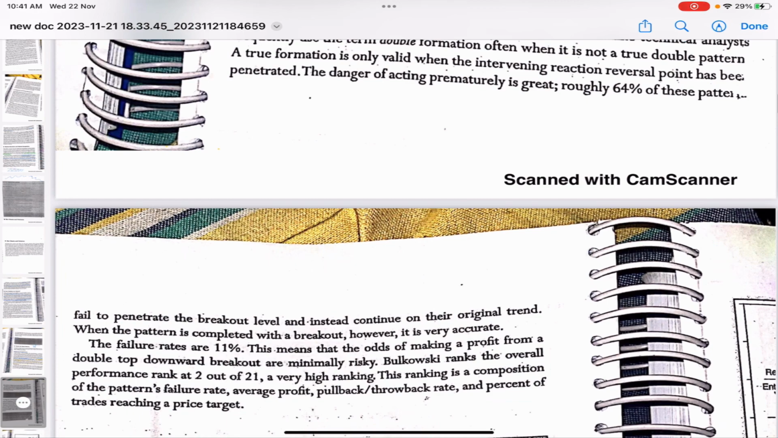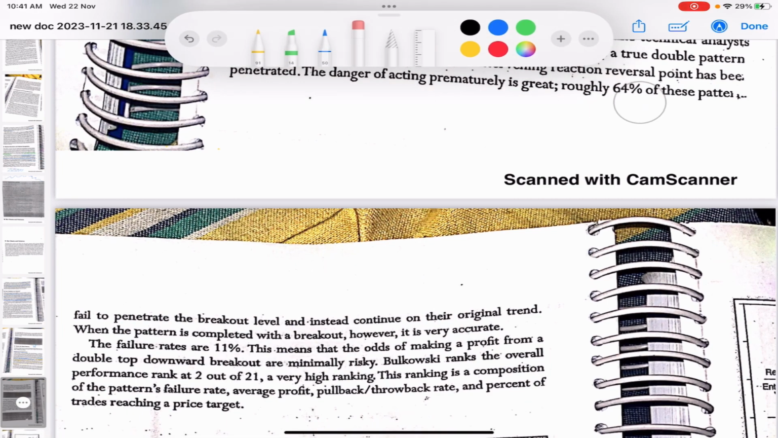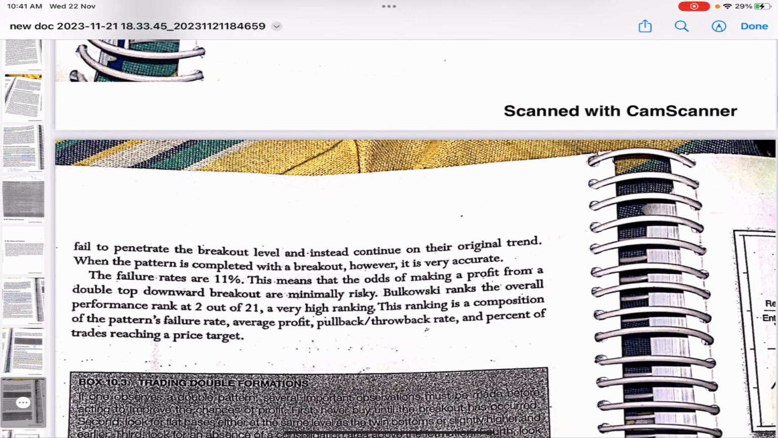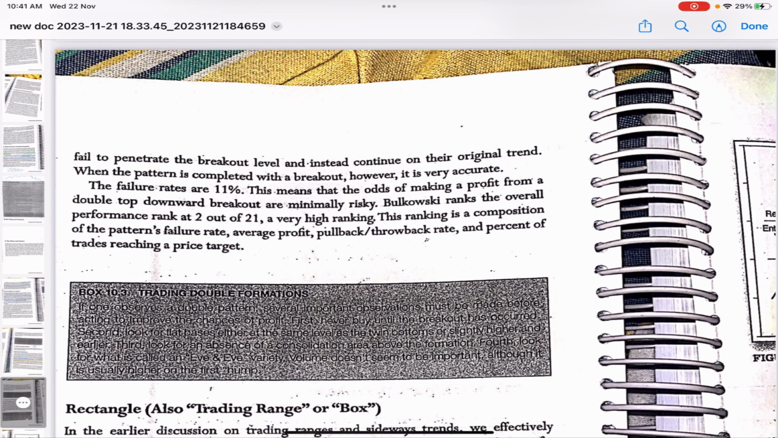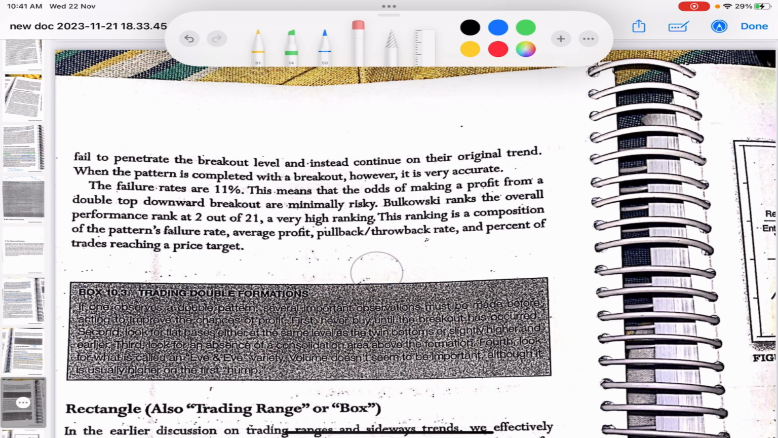All right. Okay, so now you need to keep something in mind. 64% of these patterns of double top and double bottom fail to penetrate out of the breakout level. So if there is just, let's say, like this and there is no breakout, then in that case we won't enter into a trade. So 64% of the trades will have a failed breakout. All right. So keep that in mind before you start trading with your real money.